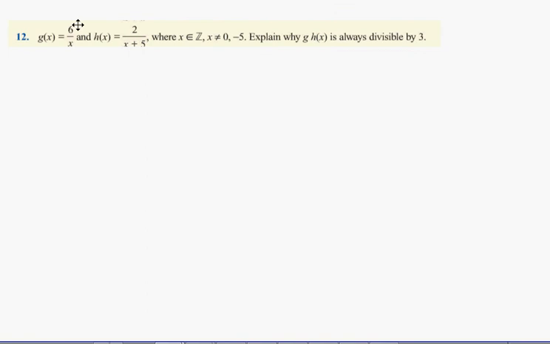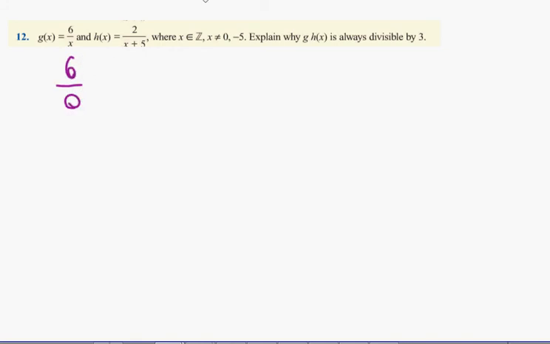g of x is 6 over x. h of x is 2 divided by x plus 5. x is an element of z. x cannot be equal to 0. Why can x not be equal to 0? Because 6 divided by 0 is undefined.